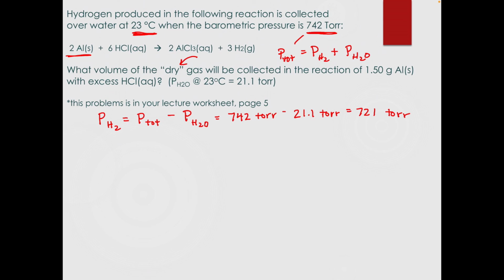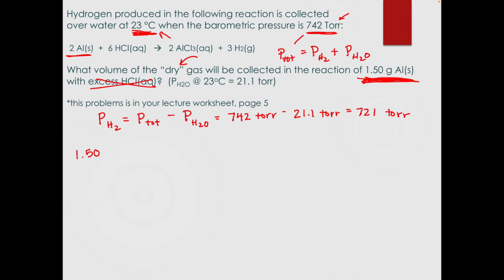So now we have our pressure of hydrogen, we have a temperature, and we have grams of aluminum. So we'll use our grams of aluminum. And there was excess hydrochloric acid, so we don't need to worry about that. We'll use our grams of aluminum to calculate our moles of hydrogen gas. We can't use that 22.4 liters equals 1 mole in this case because we are not at STP. We're at 742 torr and 23 degrees Celsius, so we can only use that molar volume when we are at STP. So instead, we're going to use our grams of aluminum to calculate our moles of hydrogen, and then we can use the ideal gas law to calculate our volume of hydrogen.